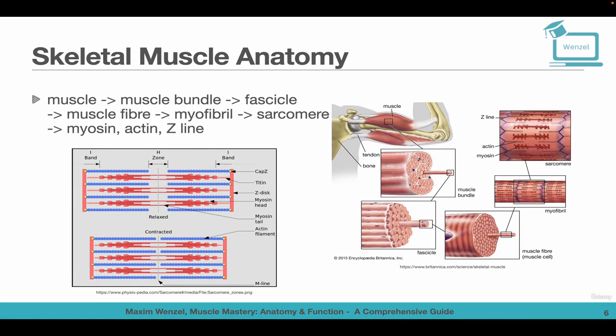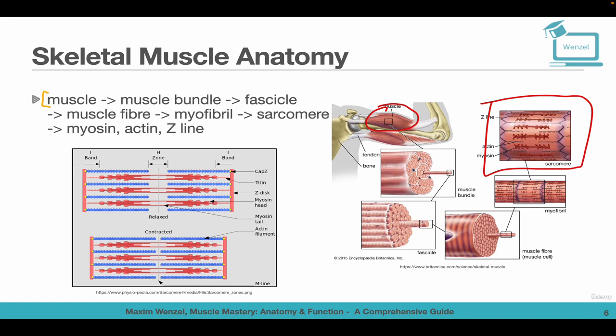So now we will be diving into the anatomy of the skeletal muscle. We will go from big to small. So we will start at the muscle and we will end at this little picture here. So at first we have the big muscle. As you can see here, we are starting at the muscle. This is our big muscle.